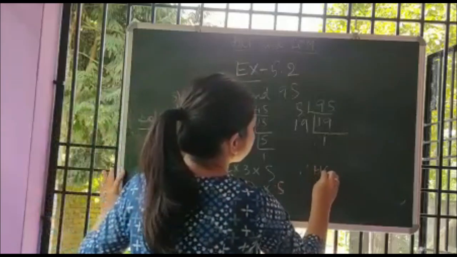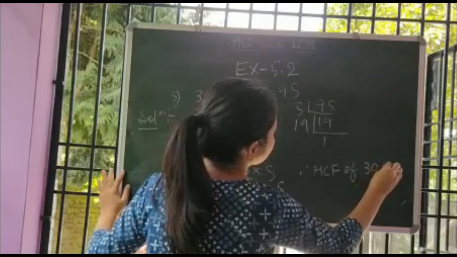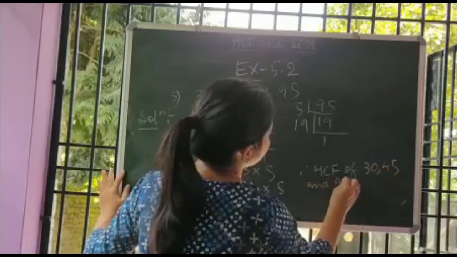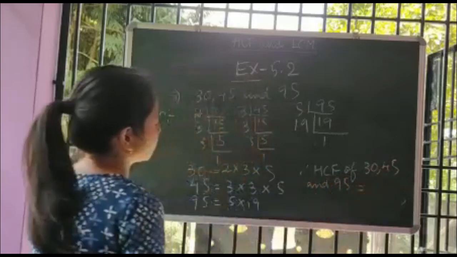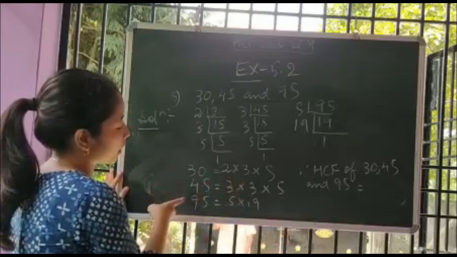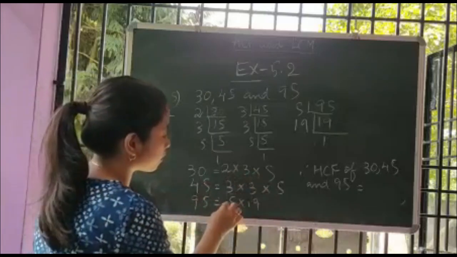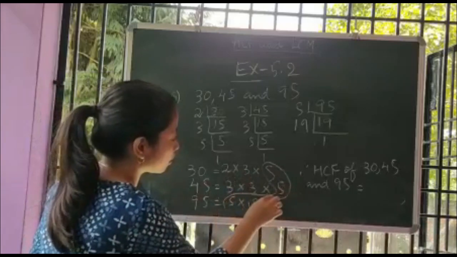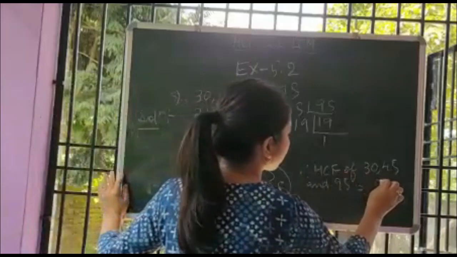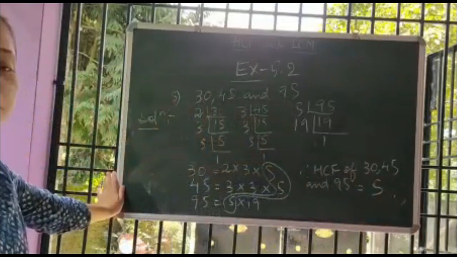Therefore, ACF of 30, 45 and 95 equals to how much? What are the common factors of 30, 45 and 95? Can you say? 3, 3, 3? No. 5, 5, 5. Only 5 is the common factor. Here we can see. Therefore, ACF of 30, 45 and 95 is 5. Okay. I hope you people are clear.